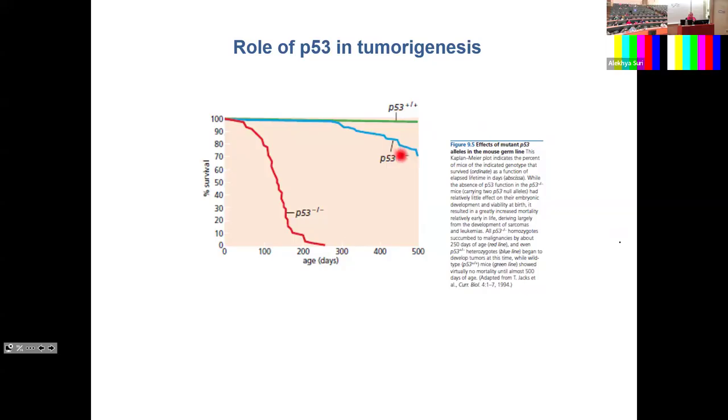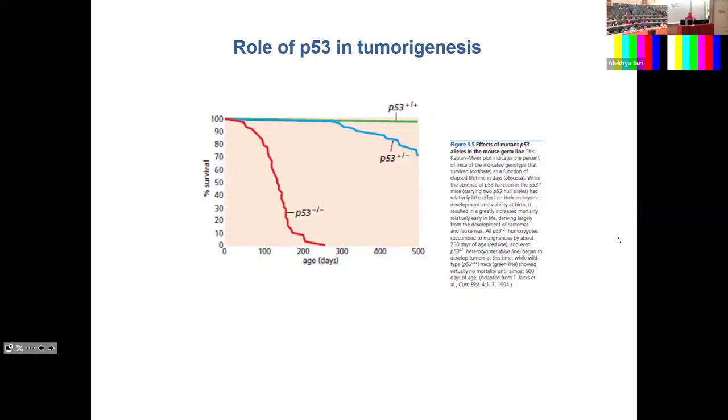In this case, you have this mouse colony with heterozygous P53. You see some animals already start dying. So at 500, you have less. You have only survival of, let's say, 70%, right?